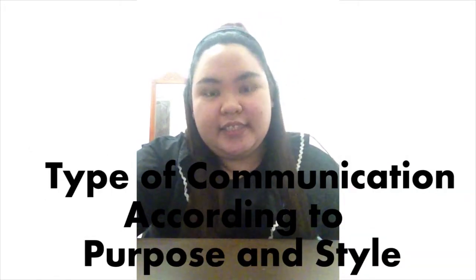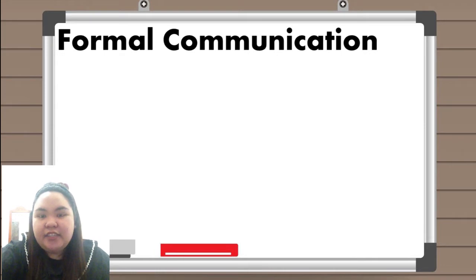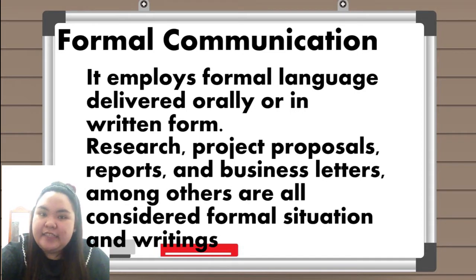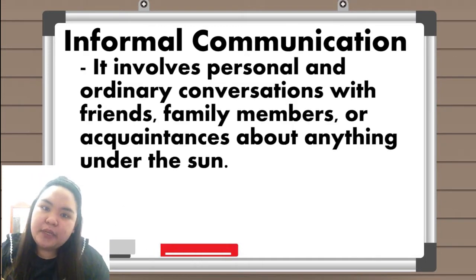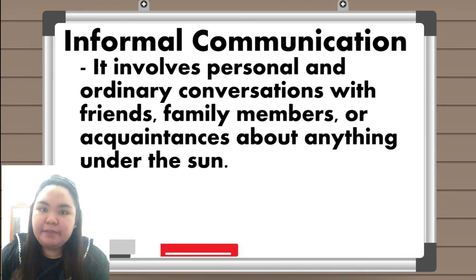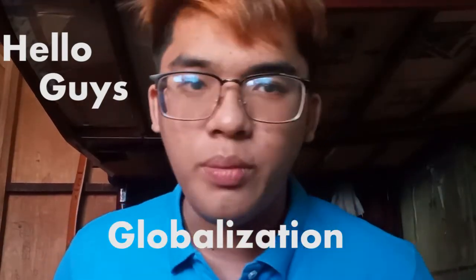The last type of communication that I will report is according to purpose and style, and it can be formal and informal. Formal communication uses formal language, orally and in written form. Research, project proposals, business meetings, and business letters are all considered formal communication. While informal communication involves personal and ordinary conversation. It can be with your family and friends, and the main purpose of this communication is to simply socialize and enhance relationships.